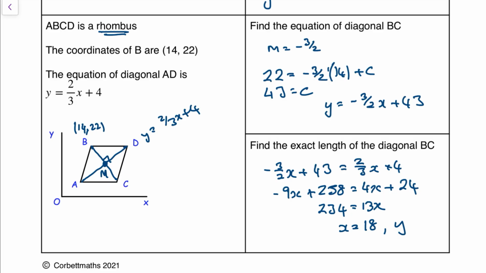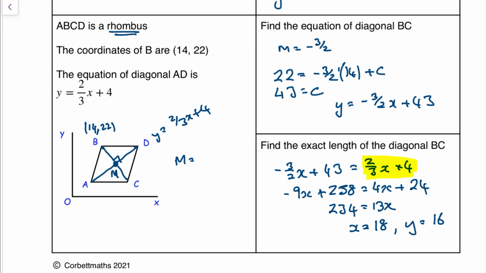Which one shall I use? Yes, let's use this one here. So y is 18 times 2 over 3. And then I'm going to add 4. So that tells me that y is equal to 16. Now, remember, all I've done is find the M value. So I found out that M, I'll write it here, is equal to 18, 16. And B is equal to 14, 22.